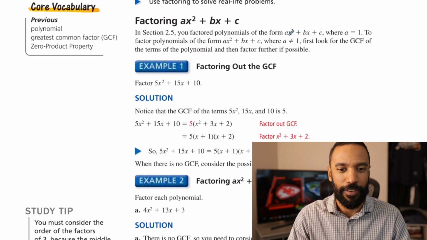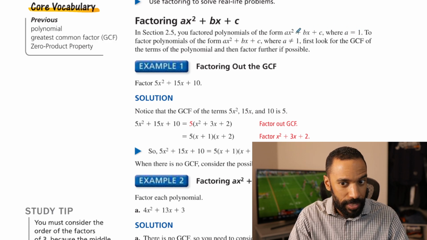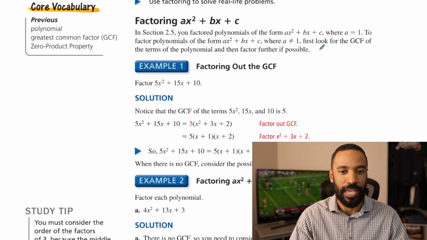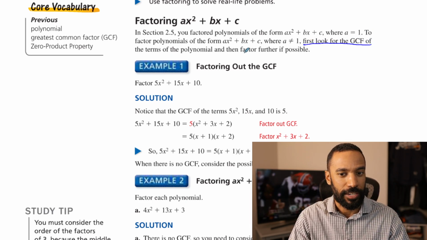In section 2.5, you factored polynomials of the form ax squared plus bx plus c, where a is 1. That's what I mentioned. To factor polynomials where a is not 1, first look for the GCF. Okay, I love that they say this. This is the thing: GCF, greatest common factor.